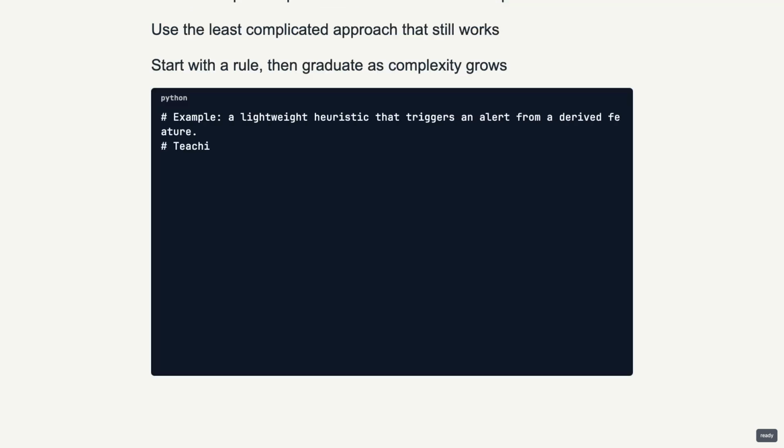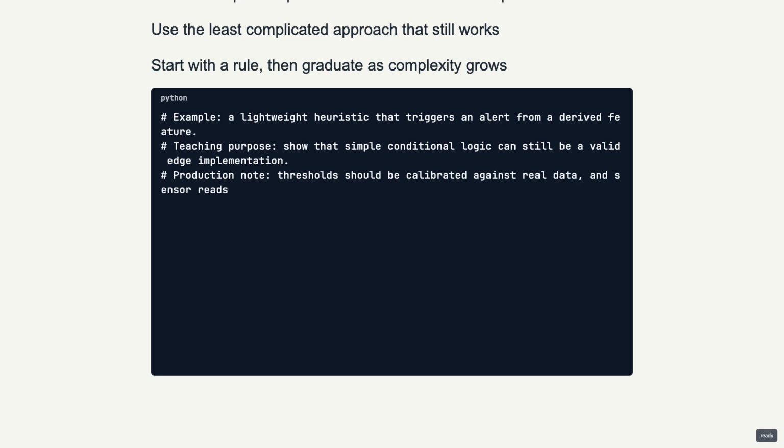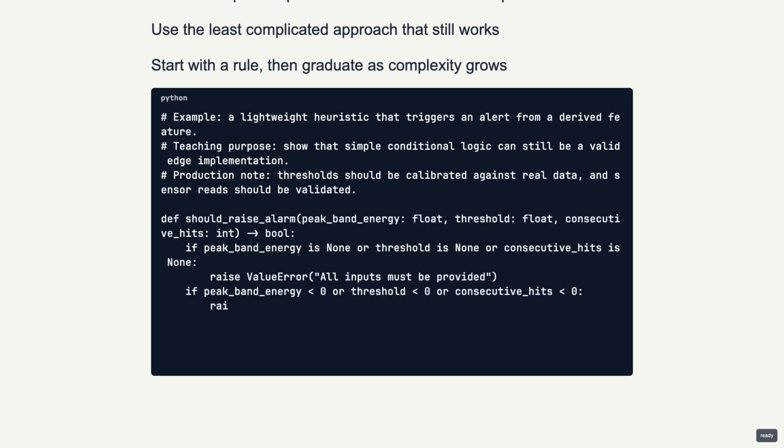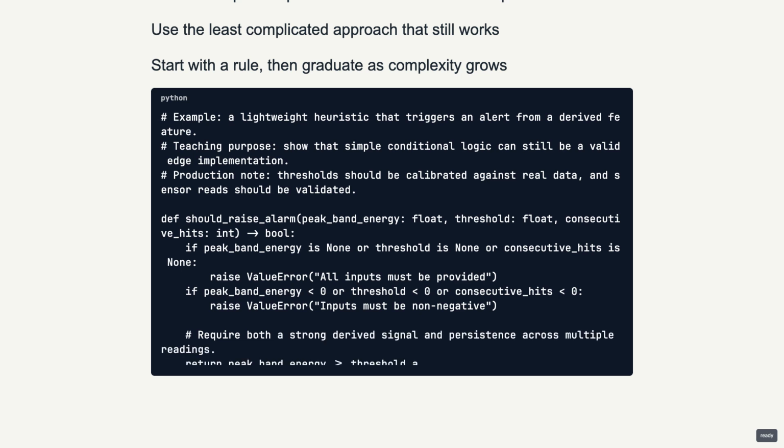The key idea in this function is the combination of a threshold and persistence. The input checks at the top protect the device from bad values, and the final return line shows the actual heuristic. The derived feature must be high enough, and it must stay high for several readings before the alarm fires.